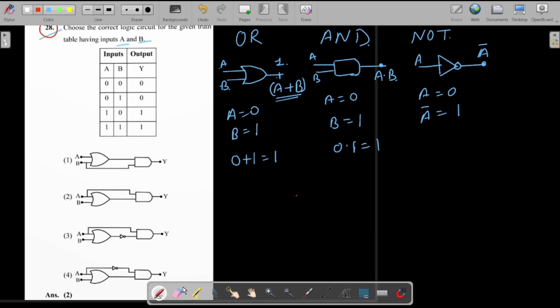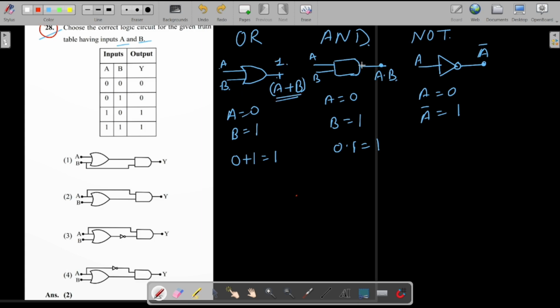In an OR gate, if you have two inputs A and B, then the output will be A plus B. For example, if A is 0 and B is 1, then the result will be 0 plus 1, which comes to 1. So the result will be 1.